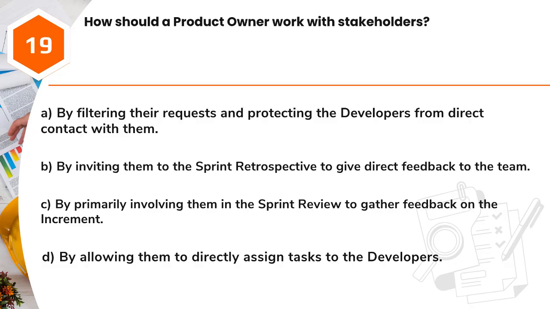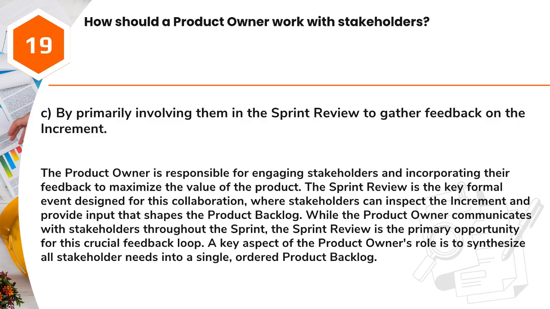Question 19. How should a product owner work with stakeholders? A. By filtering their requests and protecting the developers from direct contact with them. B. By inviting them to the Sprint Retrospective to give direct feedback to the team. C. By primarily involving them in the sprint review to gather feedback on the increment. D. By allowing them to directly assign tasks to the developers. Answer: C. By primarily involving them in the sprint review to gather feedback on the increment.